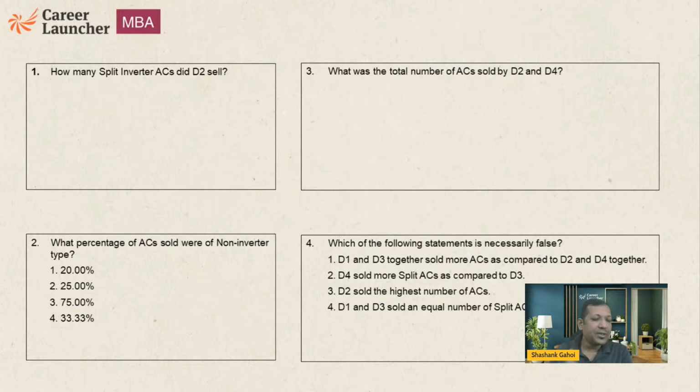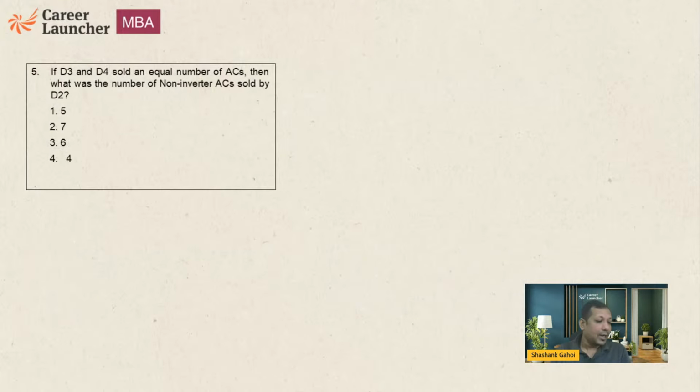Now, the first question is how many split inverter? What percent of ACs sold were non-inverter? What is the total number of ACs sold by D2 and D4? D1 and D3 together, which of the statements are necessarily false? Now, the fifth question says, if D3 and D4 sold equal number of ACs.